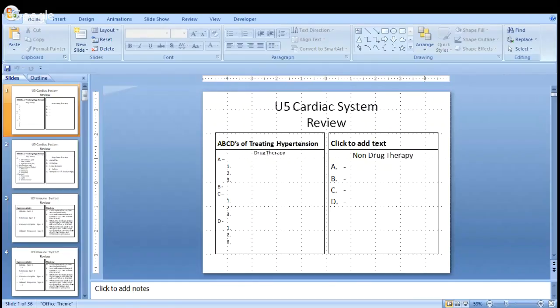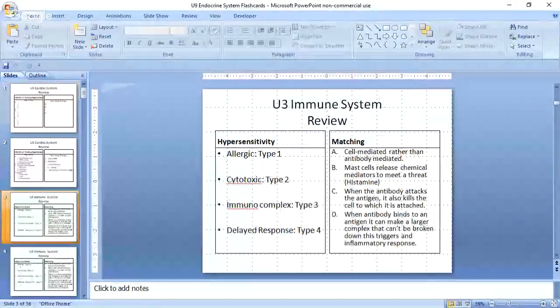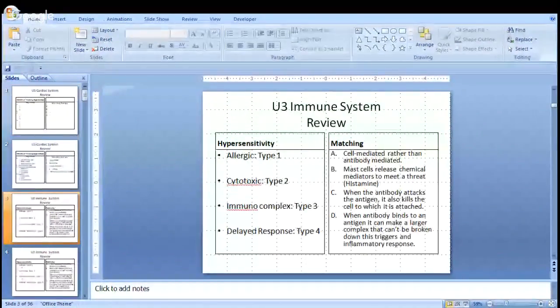So can you see me click on the slides over on your screen? Right now, I just see the U5 cardiac system review. Oh, there you go. There it is. Yes. Okay, cool. That's it.